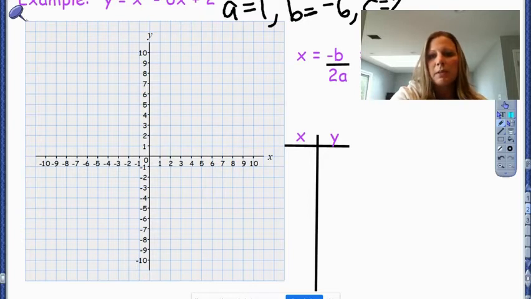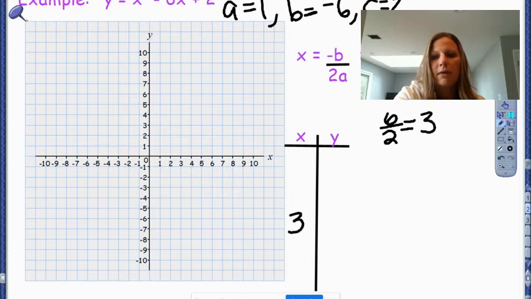So the opposite of b, so it's the opposite of -6, over 2 times a, which is 1. So the opposite of -6 is 6, over 2, which equals 3. So that is my x value of my vertex. So that's my x equals 3.